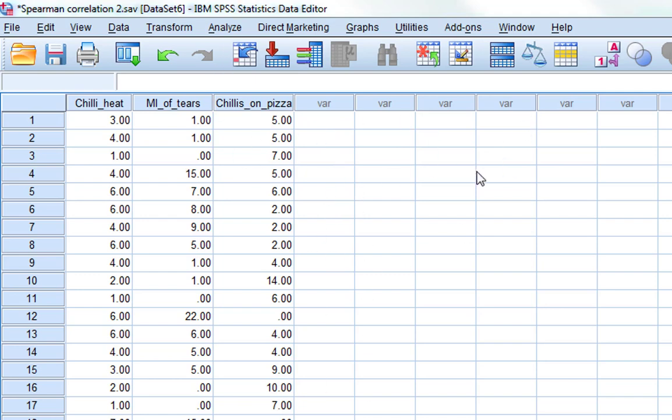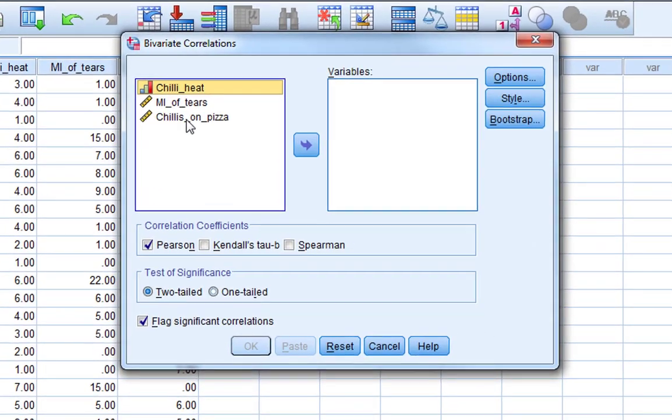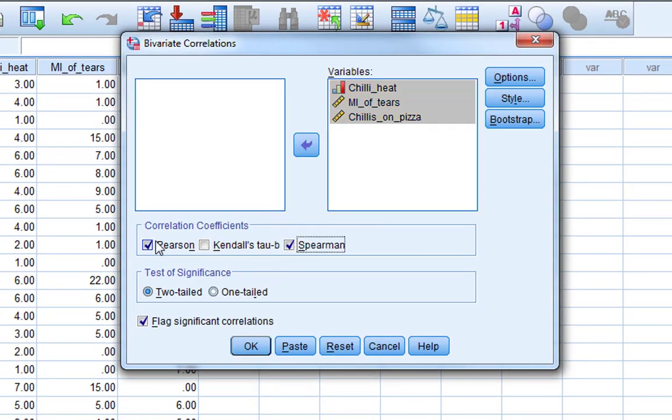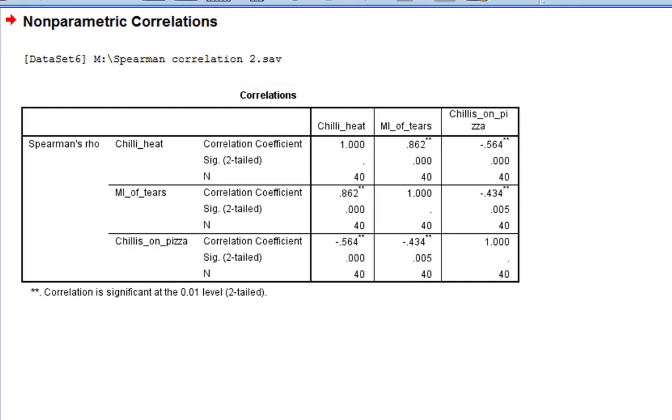If you want to look at the correlation between chili heat and the number of chilies that they were willing to put on the pizza, we go Analyze, Bivariate Correlation. We'll just click them all across. So we want Spearman's again, we don't want the Pearson's, we leave it as two-tailed. So then we click on OK, and as you can see, we've got a larger correlation matrix now because it's now 3 by 3. So we've got 9 possible cells, we've got chili heat, millilitres of tears, and now the number of chilies on the pizza, and that repeats across the top.